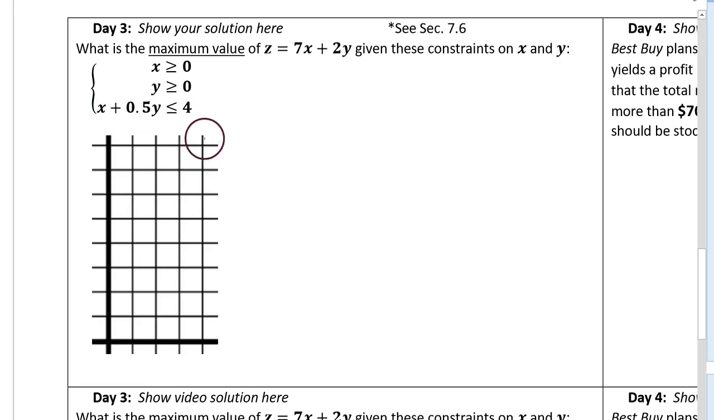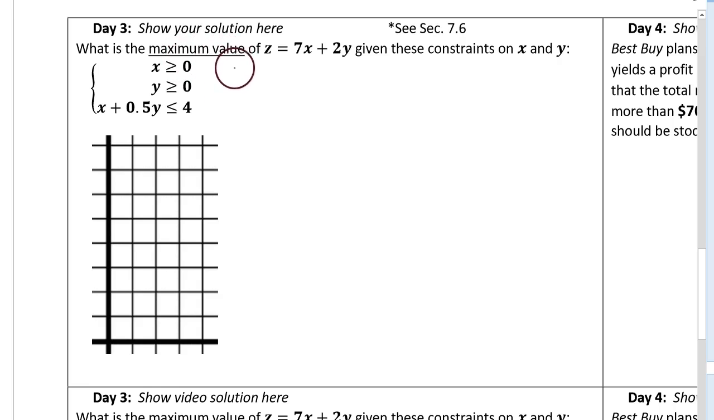Well, it's pretty easy to see what the minimum value of this expression would turn out to be if you use the smallest allowed x value of 0 and the smallest allowed y value of 0 and plug them in there. This would turn out to be 0. That's the minimum value. But we want to know what's the maximum value.